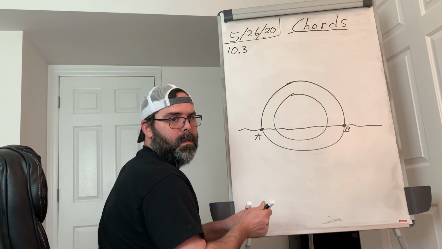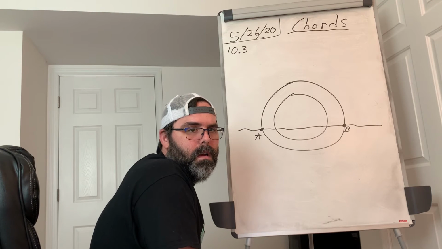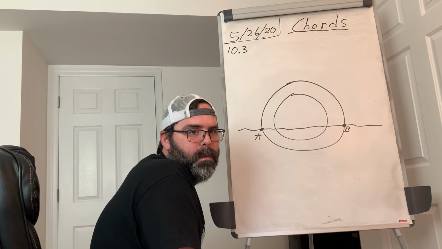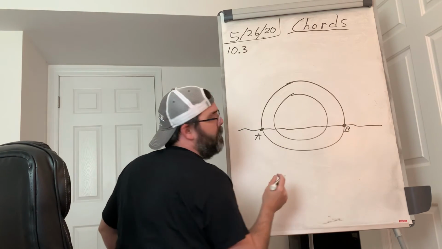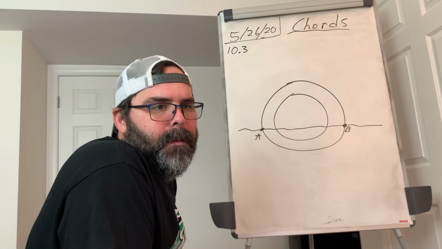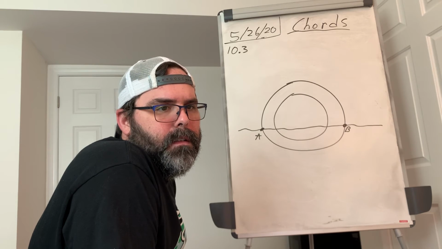So the diameter of the wheel is 25 inches. Does that mean from here to here is 25, or from here to here? It's hard to tell from this picture. I'm guessing from outer to outer.